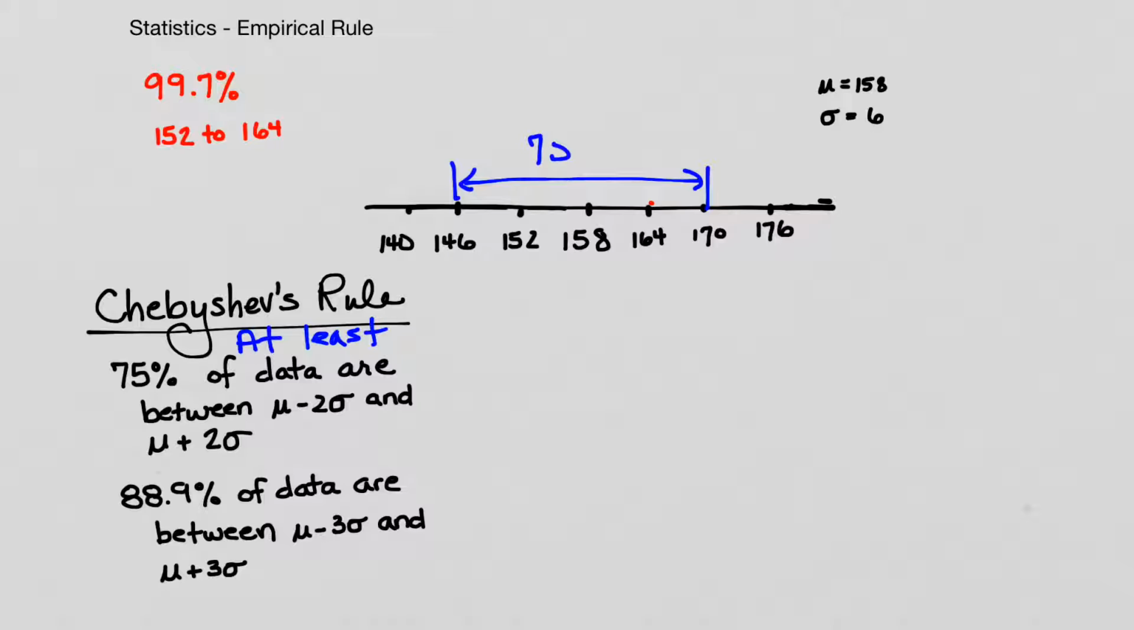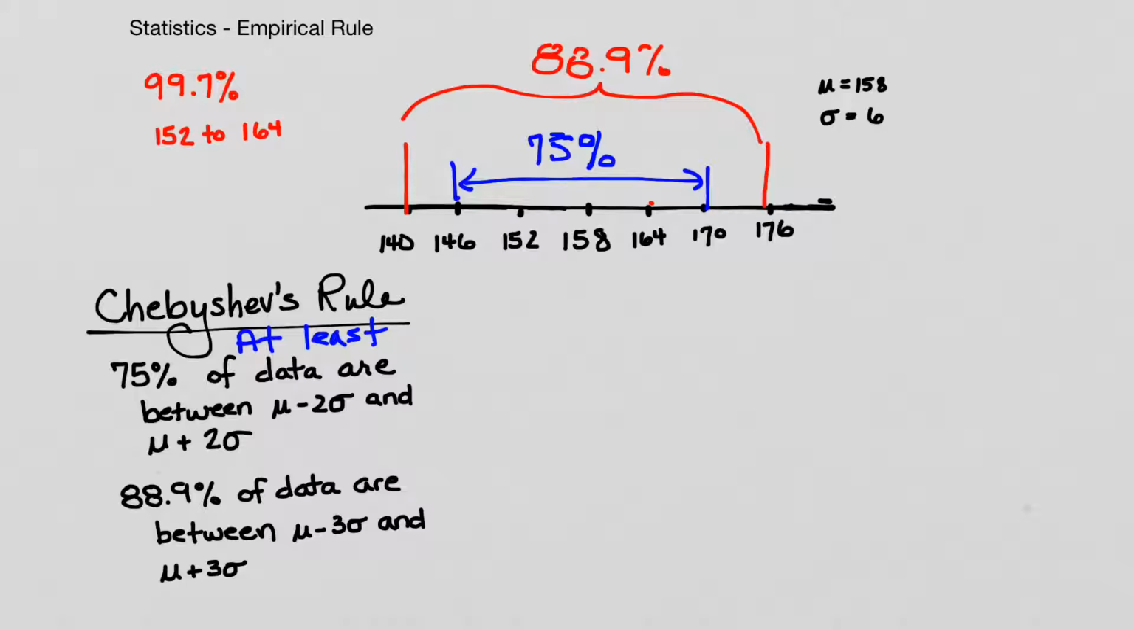So that's an "at least," not like the empirical rule where we're saying that's pretty much what it is. It's an estimate still with the empirical rule, but here we're just saying this is the minimum that it has to be. And then 88.9% of data, at least, are between 3 standard deviations below to 3 standard deviations above the mean. And so this is 88.9%. Okay. And again, just remember, that's at least.